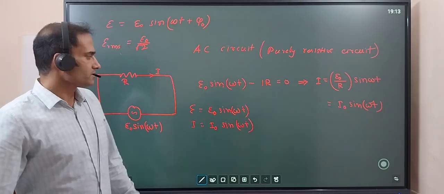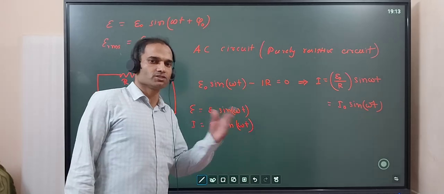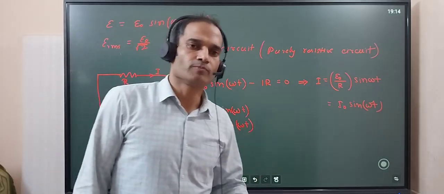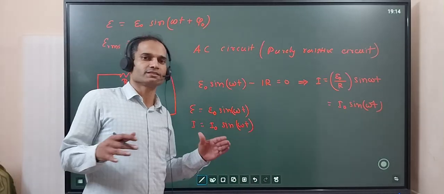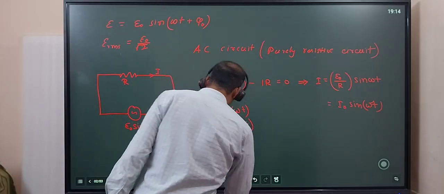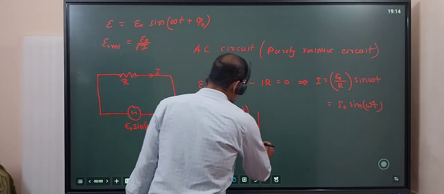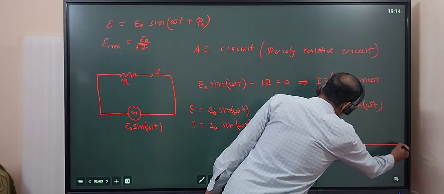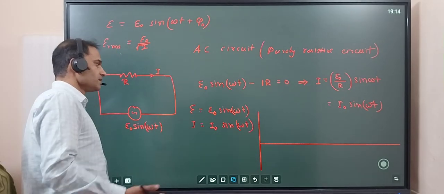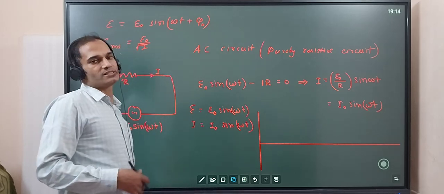You can see that there is no phase difference. Here also omega t plus 0, omega t plus 0, there is no phase difference. So what can we say? Current and EMF both are exactly in phase, there is no phase difference. So what does it mean? It means that they will follow the cycle, they will start from zero simultaneously, they will reach the maximum value simultaneously, they will reach the minimum value simultaneously.